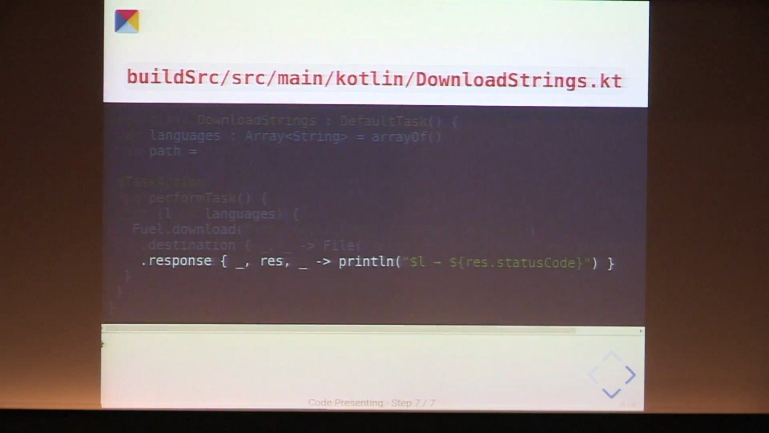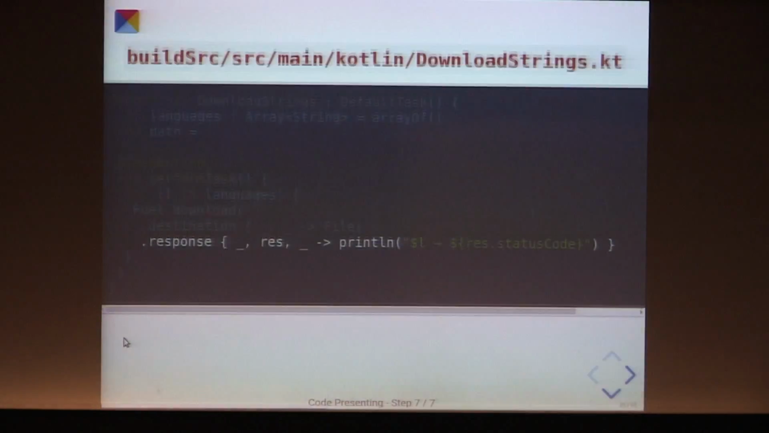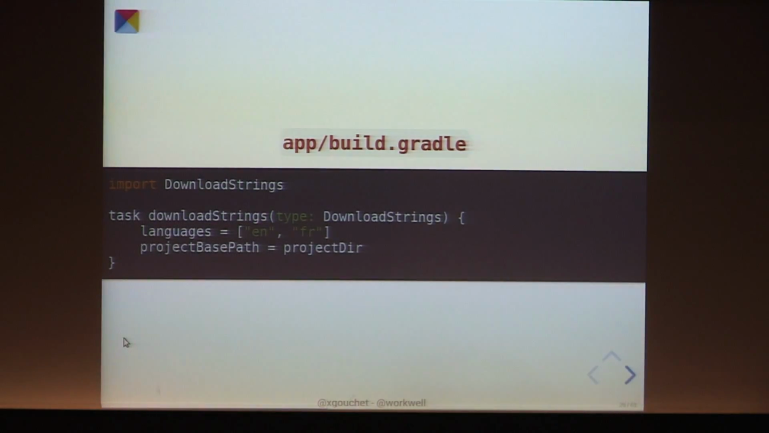So it's pretty simple, and basically what it does is, in your build.gradle file, you can then create your own task and say, okay, this is a task that uses the type DownloadStrings, which is the class I created in my build source folder, and inside your block you can just configure it and say, okay, my languages are going to be English and French, and the project base path is going to be the project directory. So pretty simple.